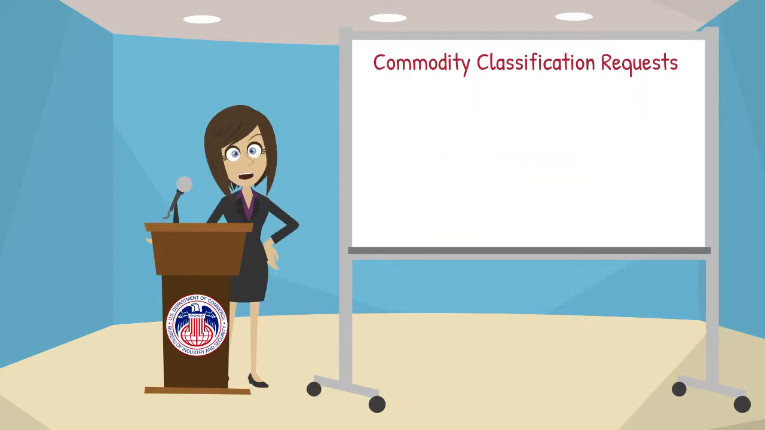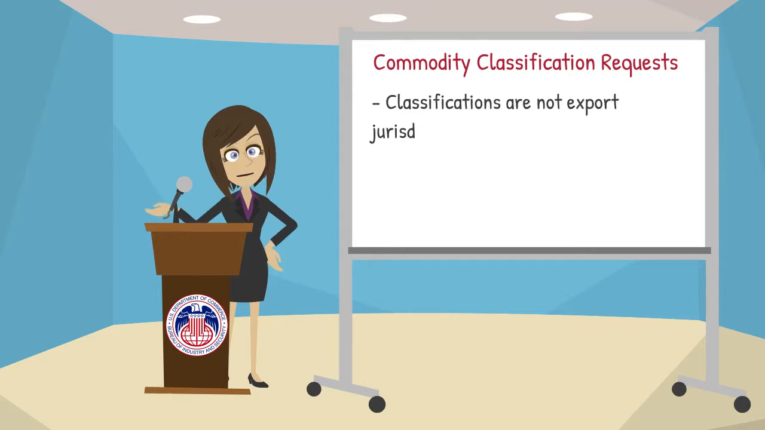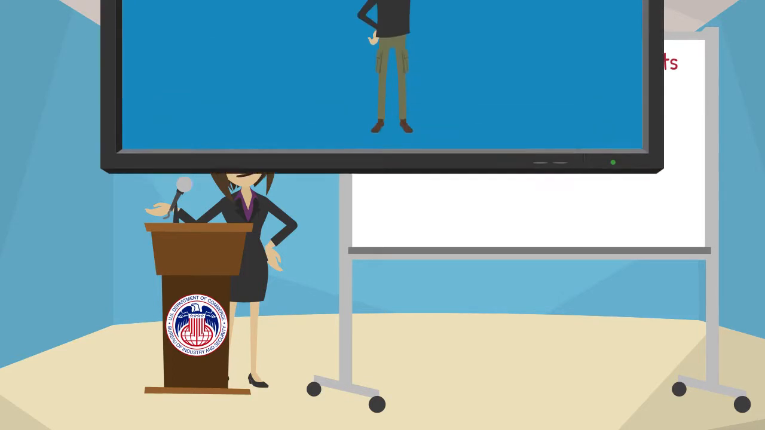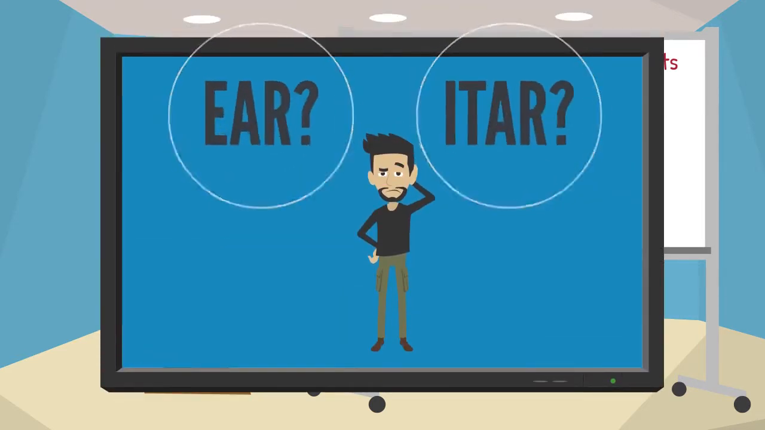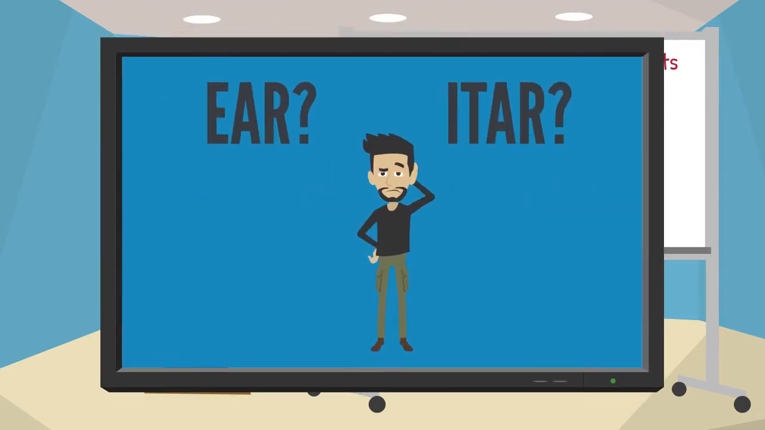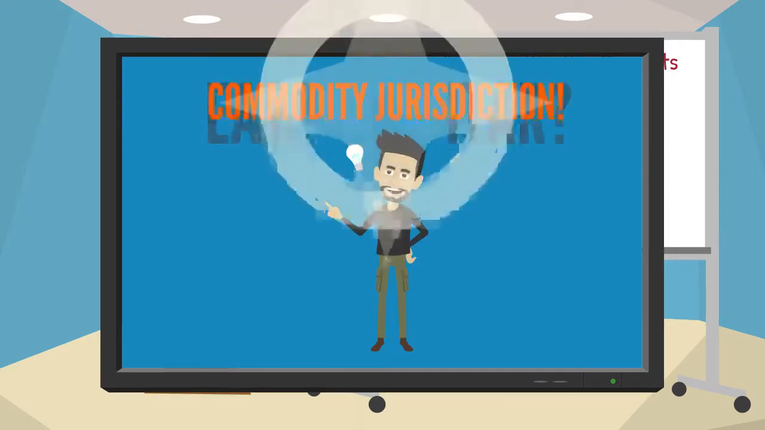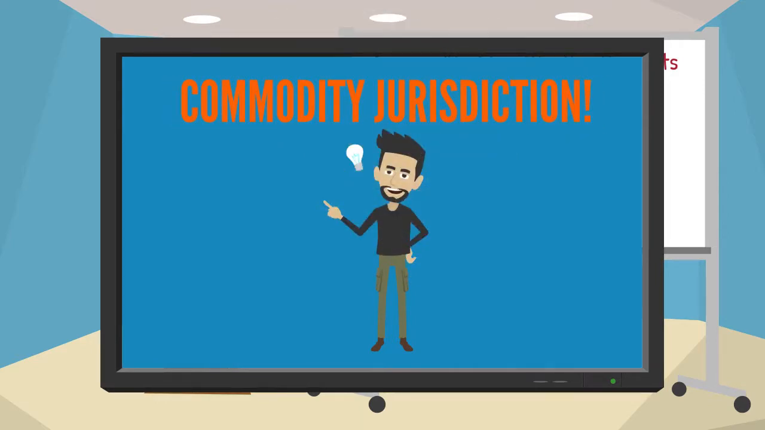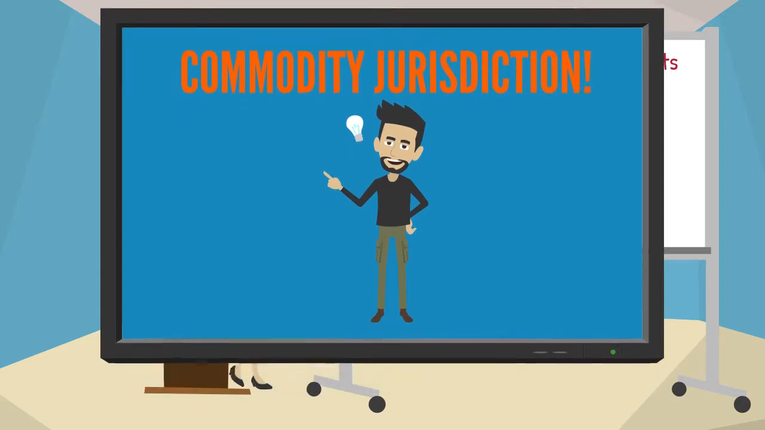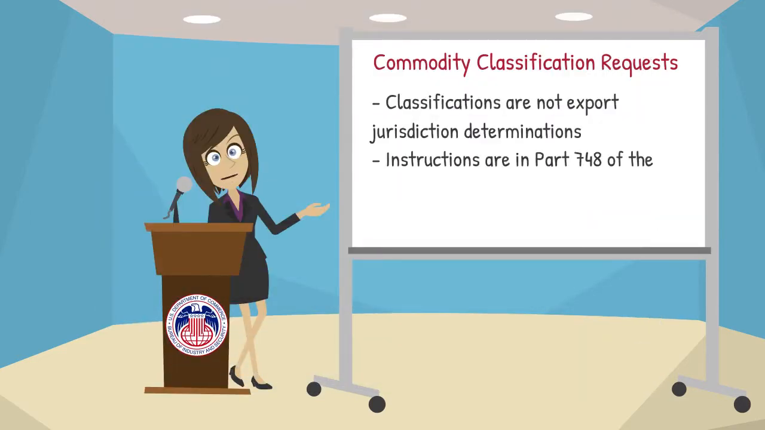Please note that BIS commodity classifications are not determinations that the items are subject to the Export Administration Regulations. If you are unsure whether your item is subject to the EAR or the International Traffic in Arms Regulations, you should request a commodity jurisdiction determination from the Department of State. The instructions to submit BIS classification requests are found in Part 748 of the Export Administration Regulations, and there is no fee for classification requests.